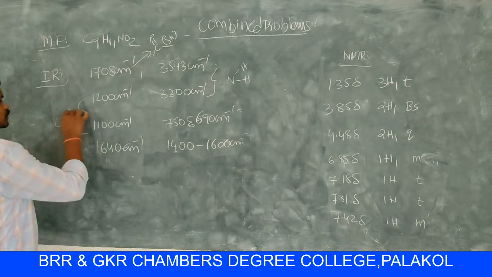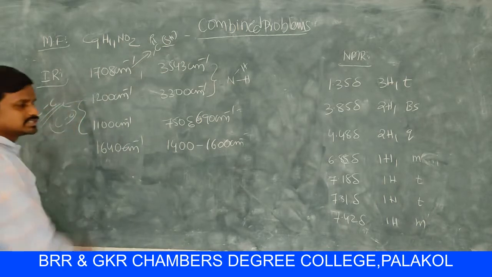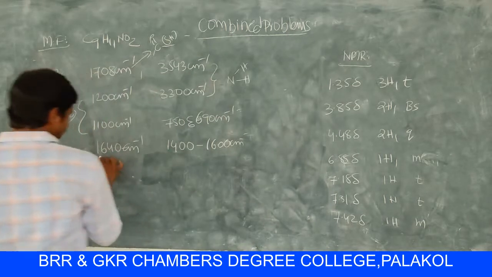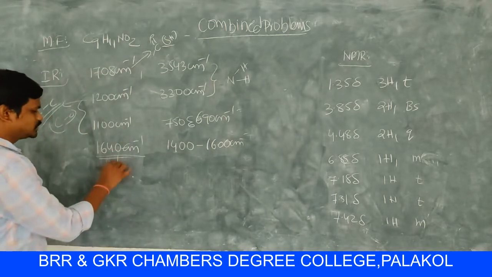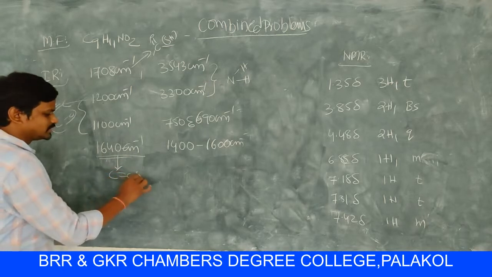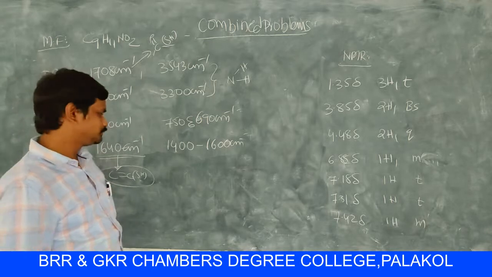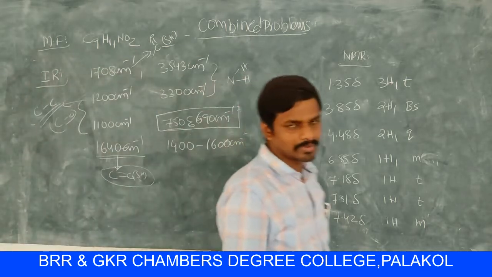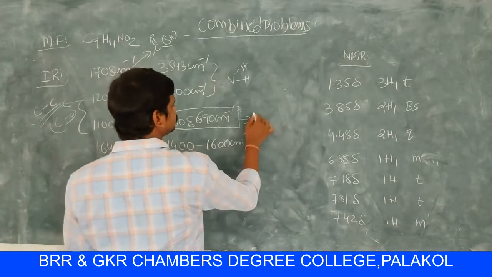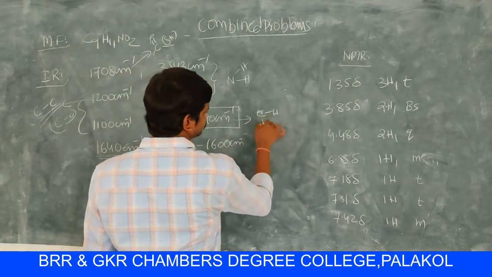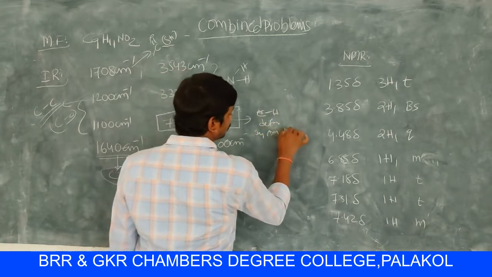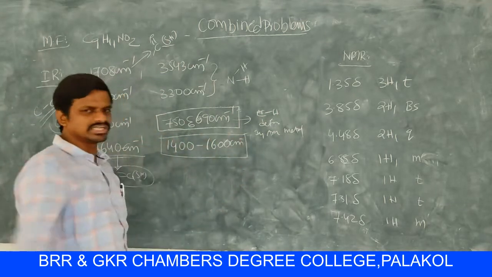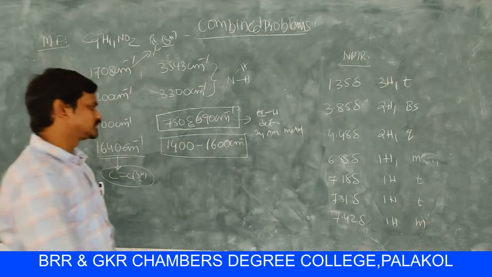Both the values represent CO stretching frequency, and 1200 centimeter inverse also indicates CC stretching frequency. And 1640 centimeter inverse represents a C double bond C stretching frequency in an aromatic ring or in an alkyl molecule. Next, 750 centimeter inverse and 690 centimeter inverse are the most important values for aromatic meta disubstitution, CH deformations in a meta disubstituted benzene. And 1400 to 1600 centimeter inverse.